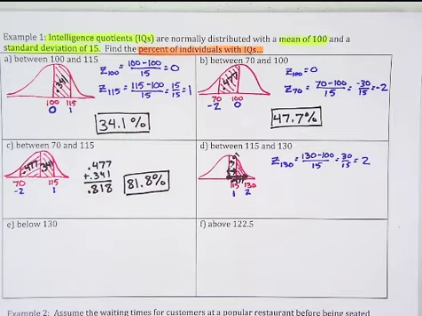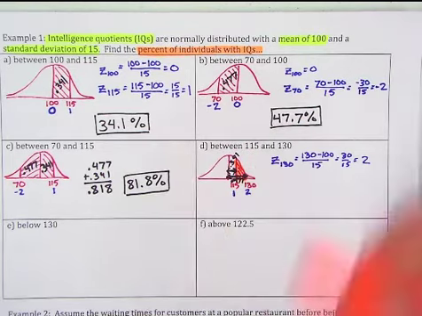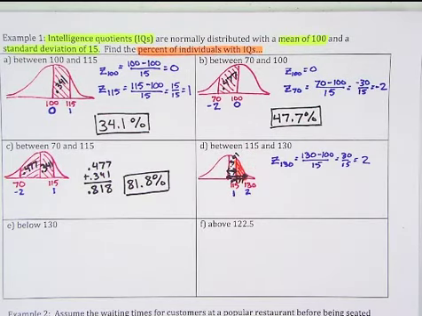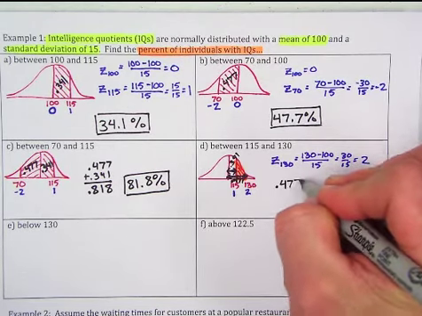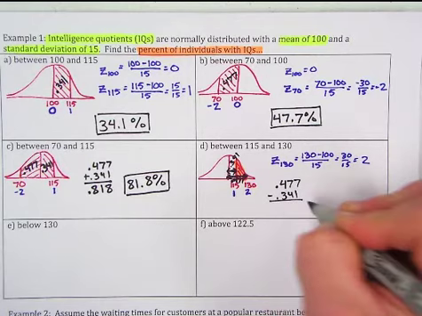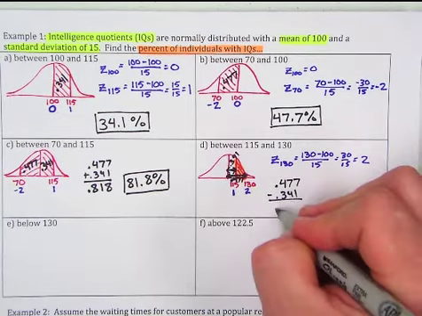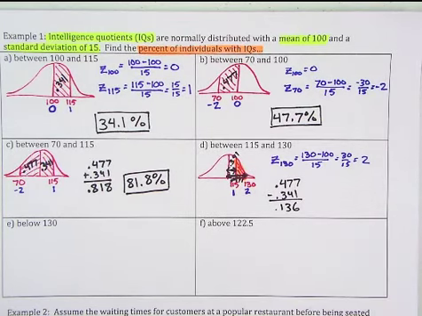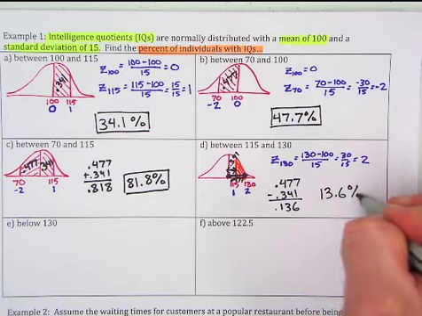Now in looking at this, when we're trying to find an area bounded like this, where both scores are on the same side of the mean, that's when we have to subtract. So we get 0.477 minus 0.341, and the difference here is 0.136, and we have 13.6%.